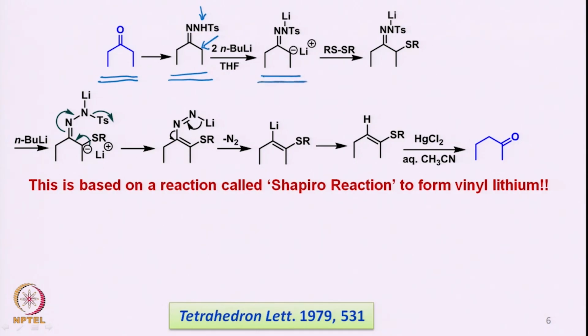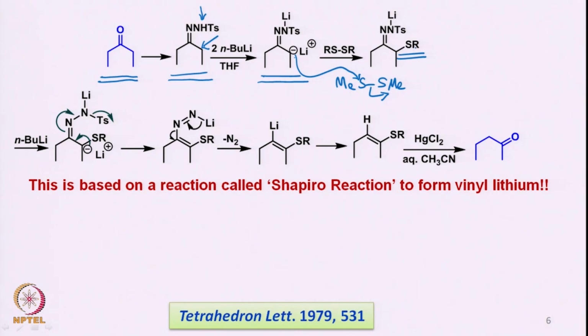This leads to the dianion, that is, you have an anion at this carbon and an anion at the nitrogen. When this is treated with any disulfide such as RSSR, which can be diphenyl disulfide or dimethyl disulfide, you have a choice of the disulfide that you would like to use. The anion then reacts with the sulfur, this bond breaks off, and what you introduce is SR. I have shown methyl here, but we can have anything.